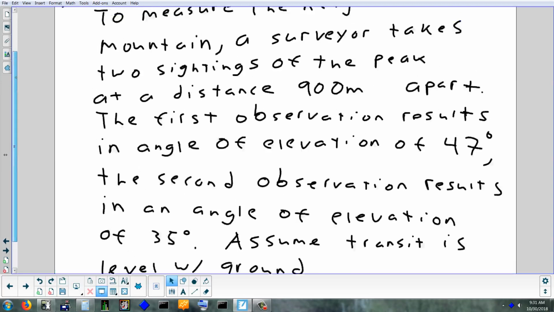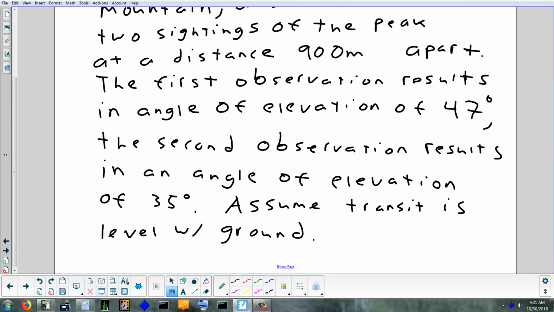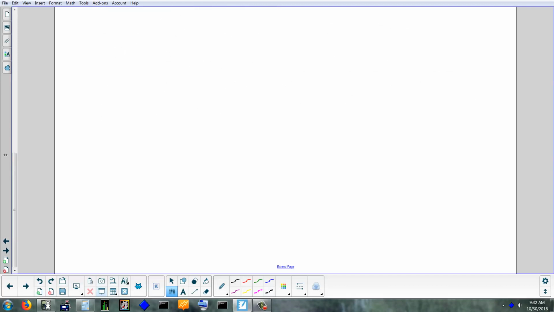All right, but for now, we'll just stick with this problem. So assume the transit is level with the ground. We get a lot of information there. It would be helpful if we did what with all that information? Put it in a table. Okay, we could make a table. What else could we do? What do we do in a lot of our problems besides a table? Yeah, we should make a picture because this is very confusing without a picture.